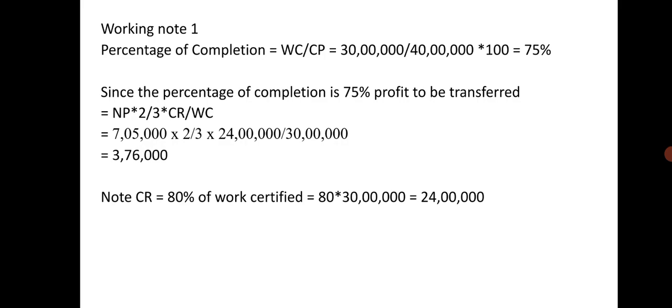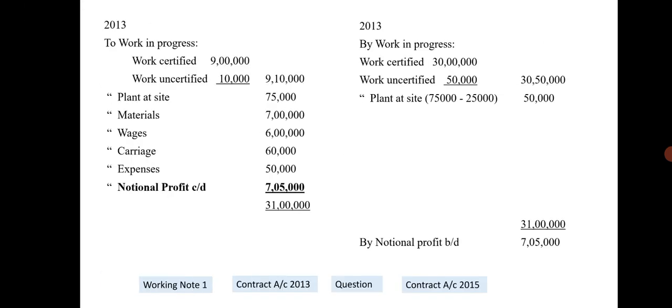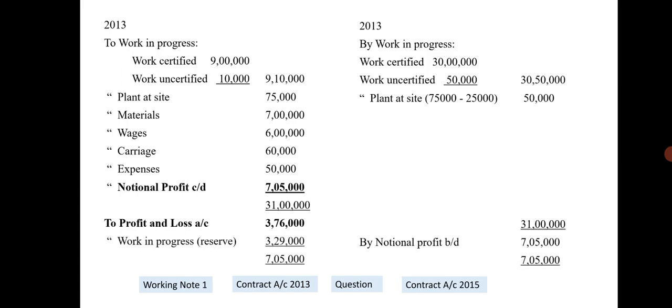So here what we have done extra is that we have needed to calculate the cash receipt. Since it is given directly in the question, either you can take it as 80% itself, or you can find out the value like this. 80% of work certified is 24 lakh, then substitute the values and do what we have done in the usual manner. So we have got the amount to be credited as profit is 3 lakh 76,000. So from this 3,76,000, when we deduct, you get the reserve value, 3,29,000 is the balance amount. So this is how we prepare the 2013 account.